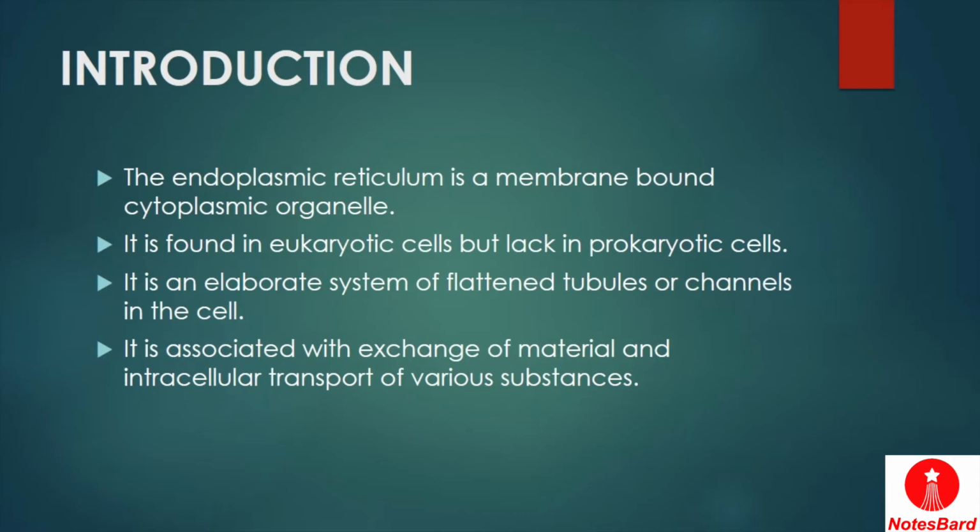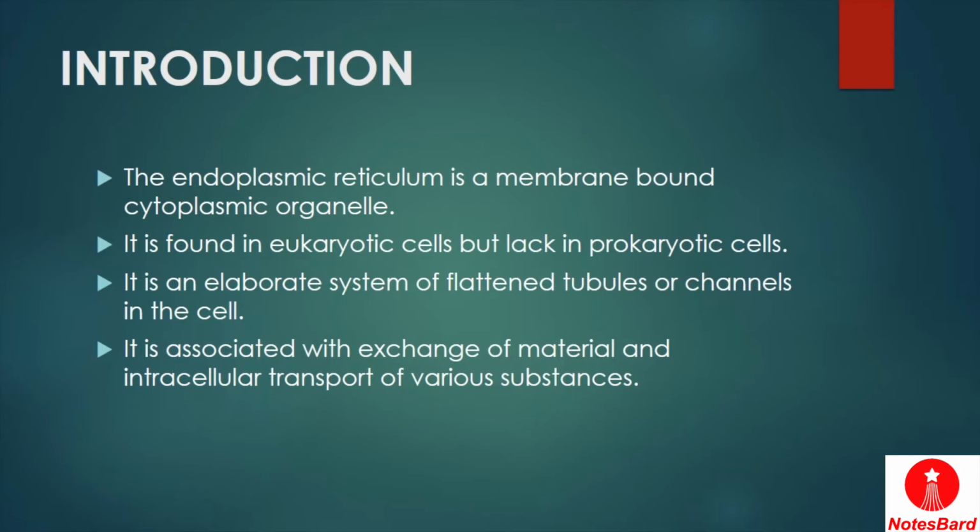Basically there are two types of endoplasmic reticulum present in eukaryotic cells, which are named smooth endoplasmic reticulum and rough endoplasmic reticulum. The main difference between both types of endoplasmic reticulum is the presence or absence of ribosomes on the surface of the endoplasmic reticulum. So in this video lecture we will discuss the rough endoplasmic reticulum in detail.